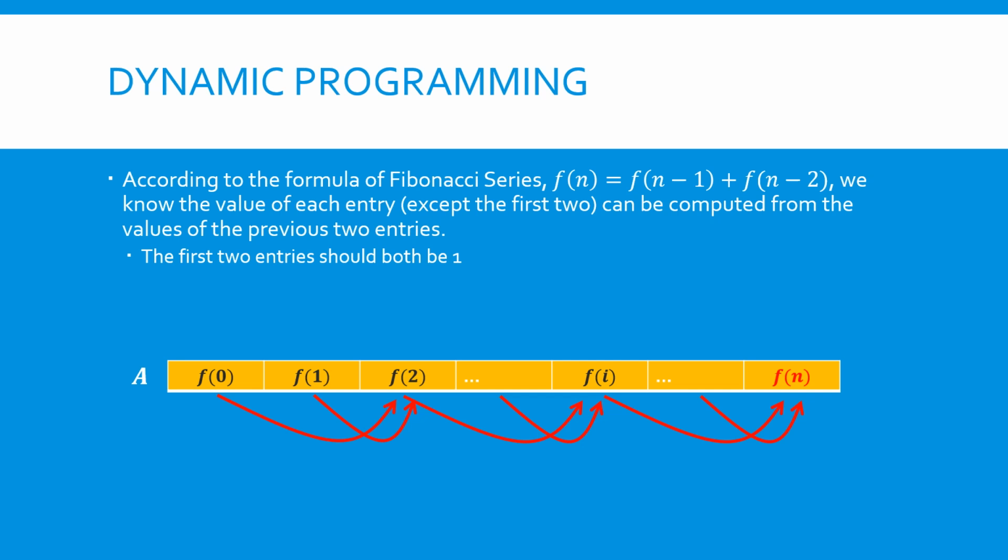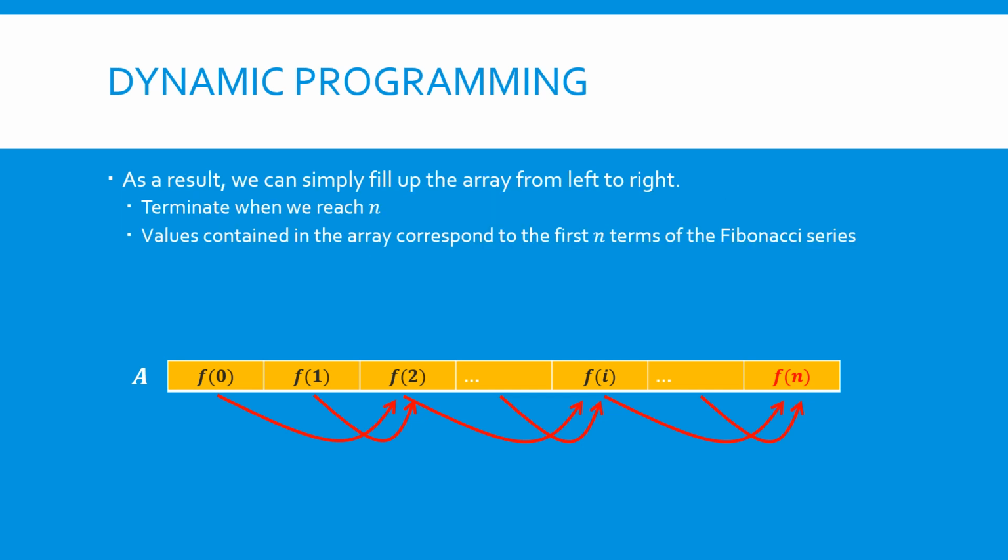This way, we can ensure that when computing any F(i), the results for its dependent subproblems F(i-1) and F(i-2) are available. Of course, the first two entries of the array should both be 1, as specified by the definition of the Fibonacci series. Thus, we will construct an array of size n and fill it up from left to right. The first n terms of the Fibonacci series can then be retrieved from the DP table A.